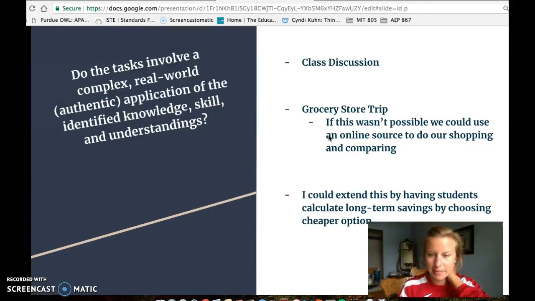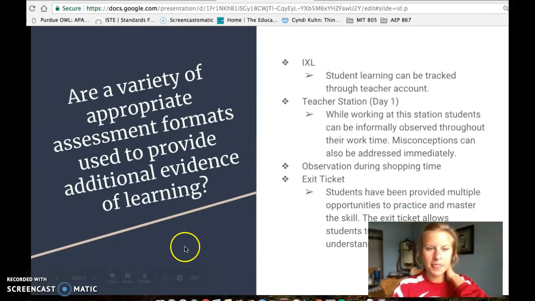Something I put at the bottom: I could extend this by having students calculate long-term savings by choosing the cheaper option. So what would I save over the course of a year if I were to always choose the cheaper brand of peanut butter, the cheaper brand of milk, whatever it is?